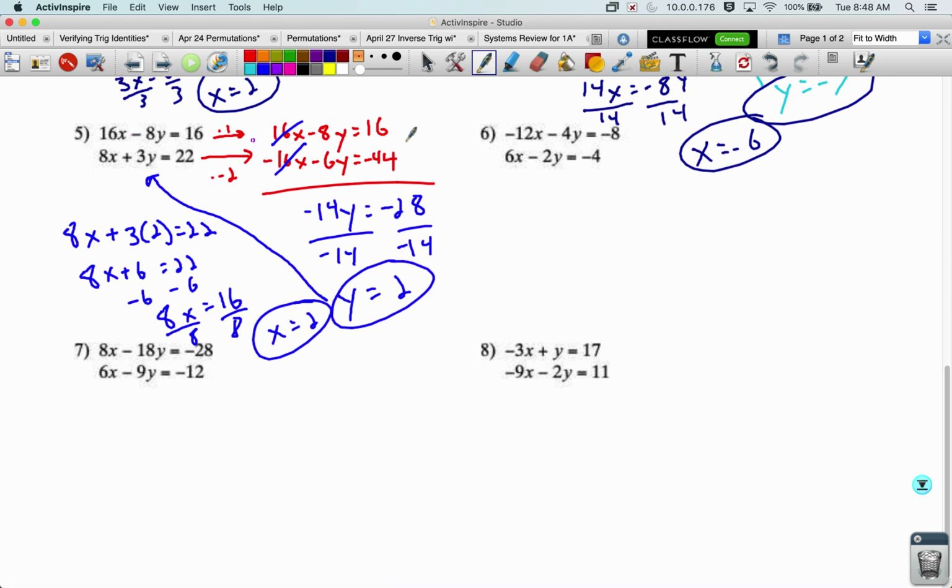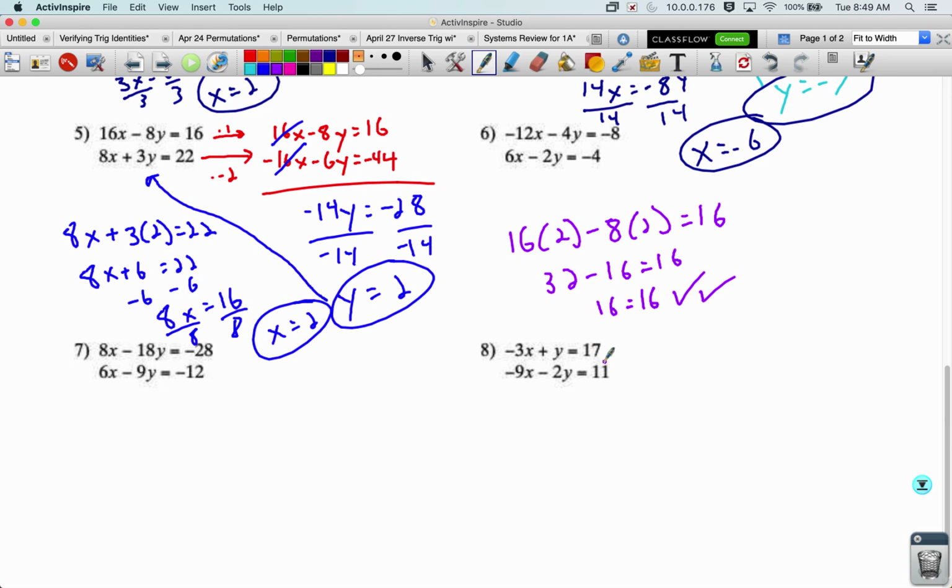So I'm going to plug them both into that top equation. 16 times 2 minus 8 times 2 equals 16. 32 minus 16 equals 16. 16 equals 16. It works out. All right, let's try to do problem number 8 with substitution, then we'll call it good for this lecture.